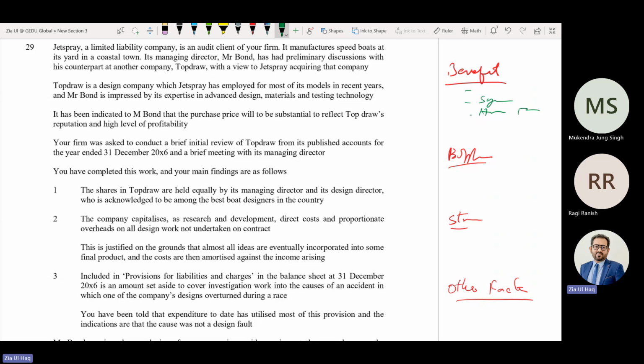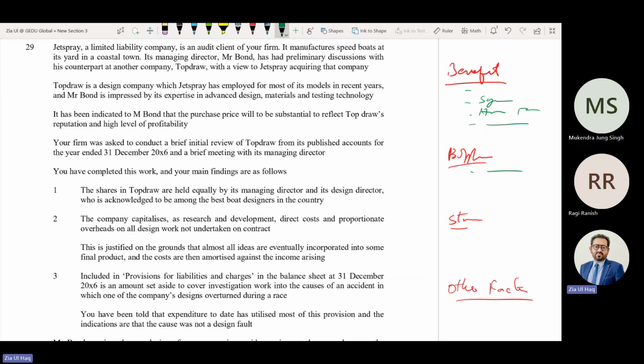The shares in TopDraw are held equally by its managing director and its design director, who is acknowledged to be among the best board designers in the country. So this is a benefit. That expertise will provide more benefit, but there is a problem. After acquisition, they could leave the company. If they leave, they are the main expertise, so the company will lose expertise and might not be able to provide that much service to the customer as before.